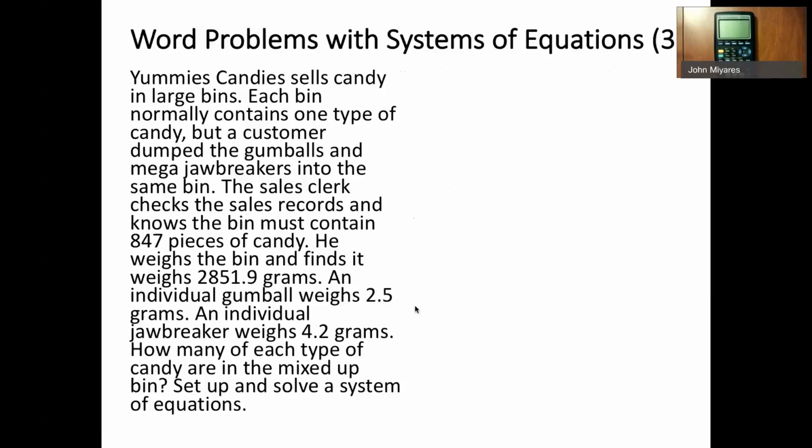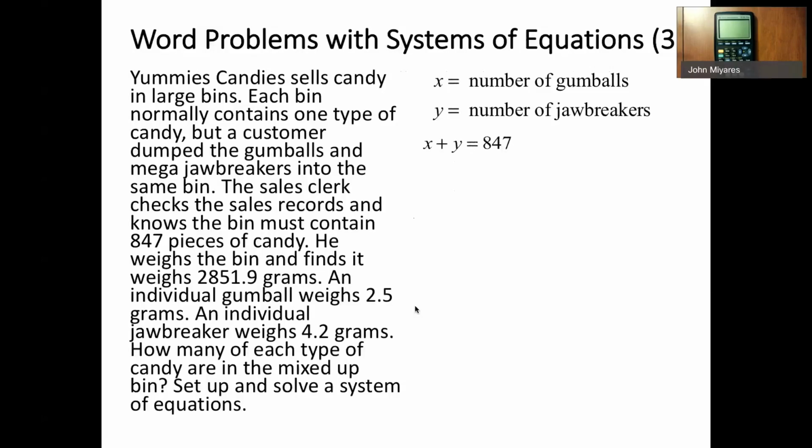We need to define 2 variables that will represent our unknowns here. In this case, we can say that x equals the number of gumballs and y equals the number of jawbreakers in the combined bin. We know that altogether there are 847 pieces of candy, so that will imply we have one equation that could be x plus y equals 847.